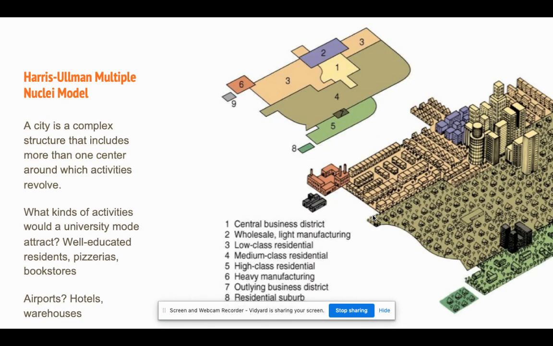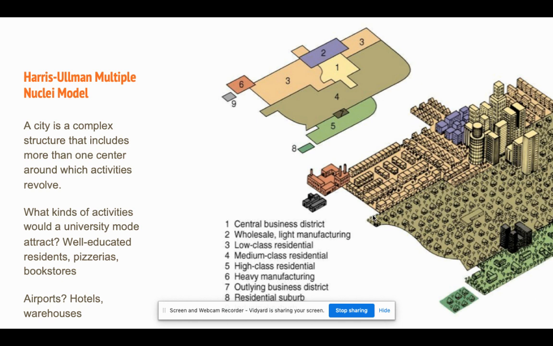All right, our next urban model is what's called the Harris-Ullman multiple nuclei model. When I think of this, I think of the word nucleus, kind of throwing that back to science. A nucleus, of course, is kind of the center of all activity in a cell. So very similar to how the nucleus in a city, according to this model, a city can have more than one center where activities revolve.